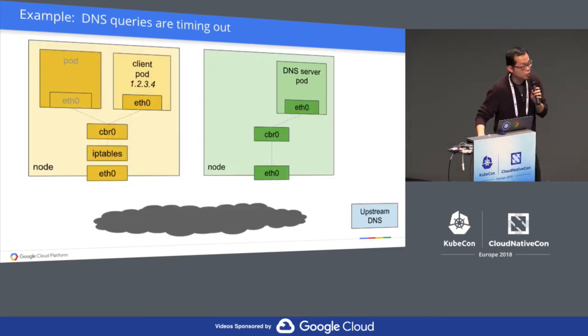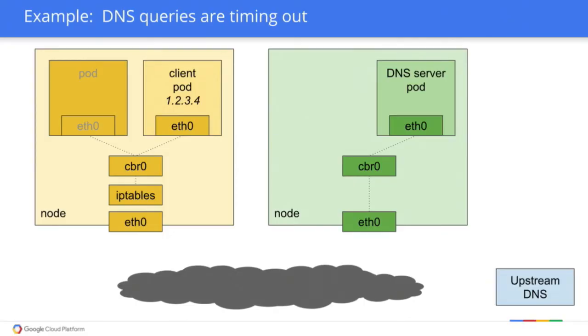So in this example, we're going to show you a sample troubleshooting methodology or process that we use. In this case, the customer is complaining that DNS queries are timing out. So first things first, we need to figure out how the traffic flows, what the data plane looks like. First, the traffic comes out from the client pod.